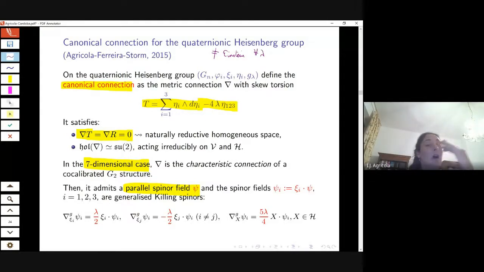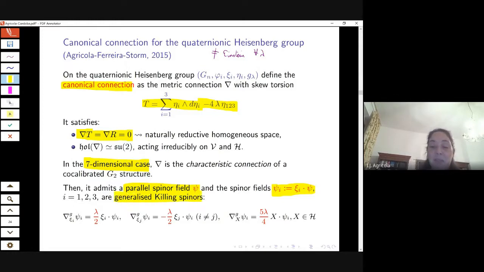So a manifold can admit Riemannian Killing spinors if and only if, I mean, it does have to be Einstein in order to admit Riemannian Killing spinors. Since I cannot have Riemannian Killing spinors here, but I have a parallel spinor field coming from the G2 structure, what can we say about the products psi_i times psi? Well, actually, they are generalized Killing spinors.